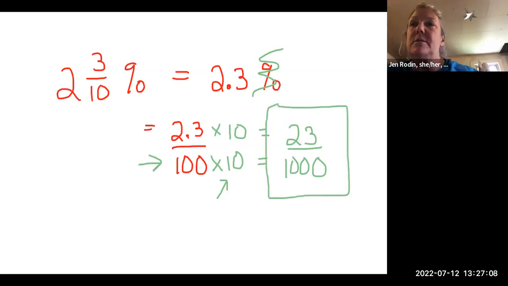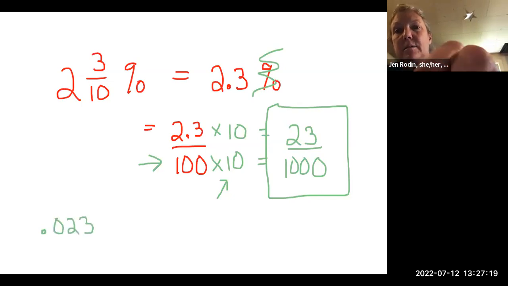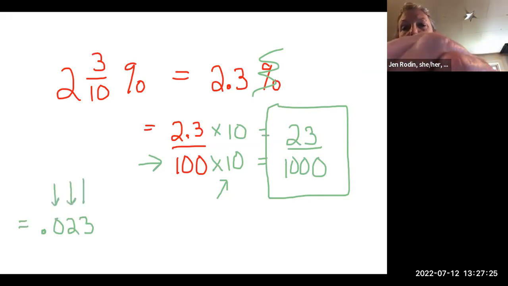And then you'd reduce it if it reduces, but 23 is prime, so it won't reduce. And then I know too, like I was just saying, I could write it as a decimal. They didn't ask to, but it would be 0.023 because that's the tenths, hundredths, thousandths place. Good questions. Thanks. Look at your work if you have any other questions.